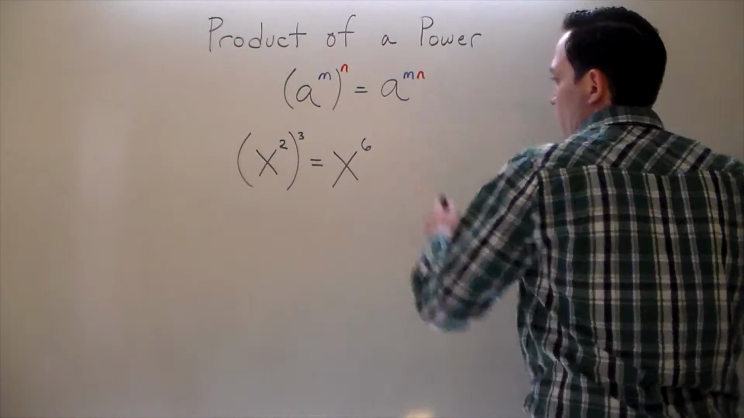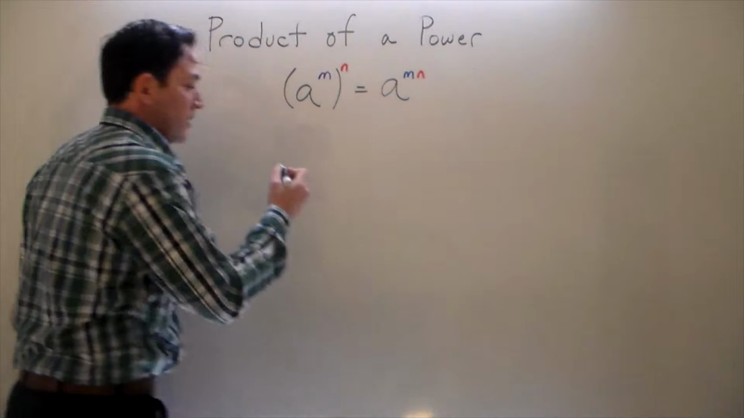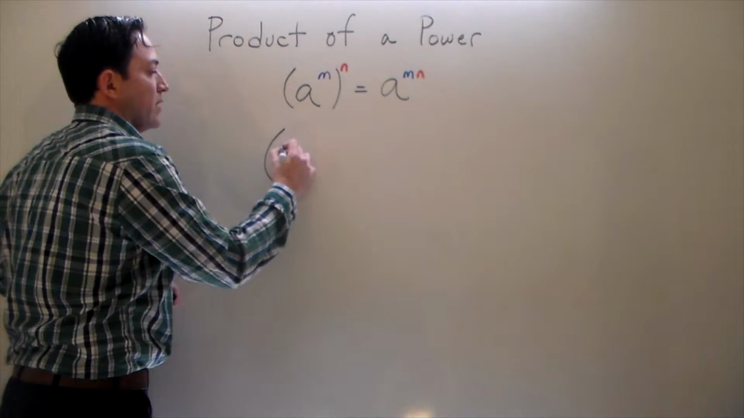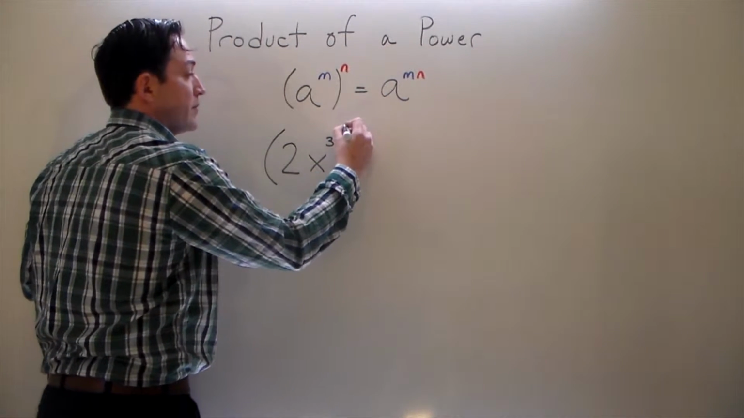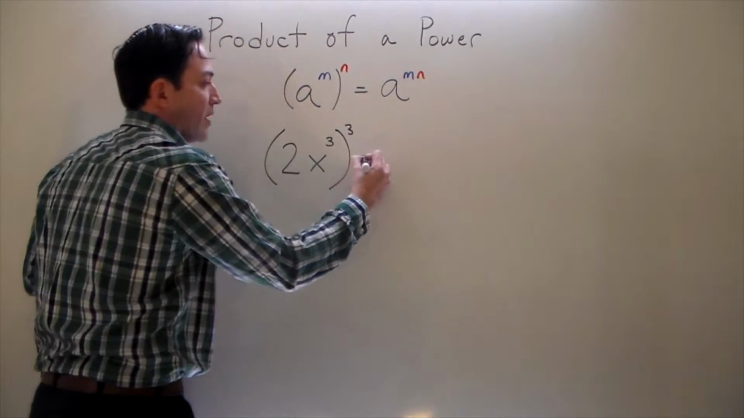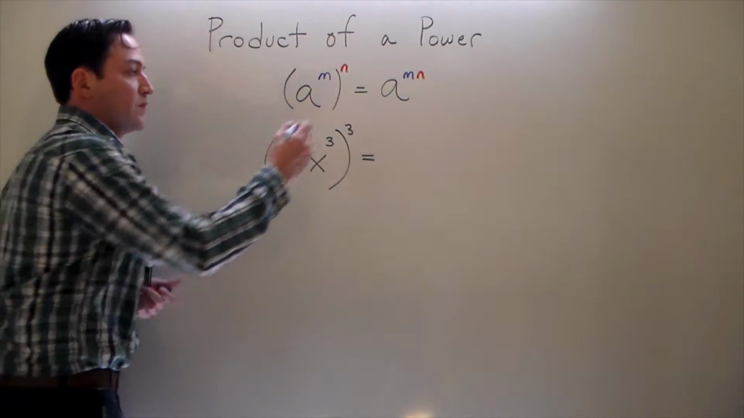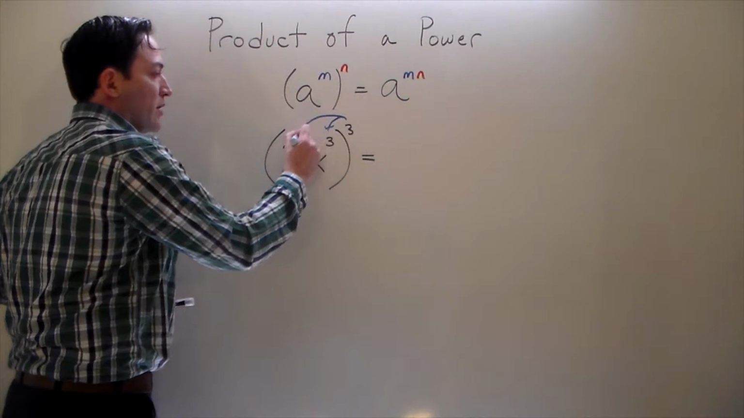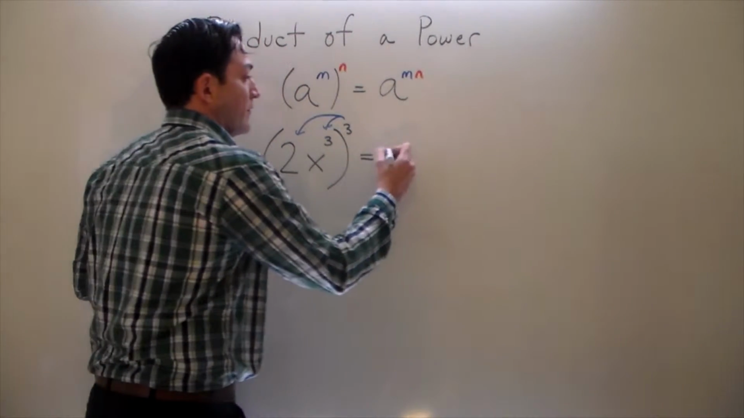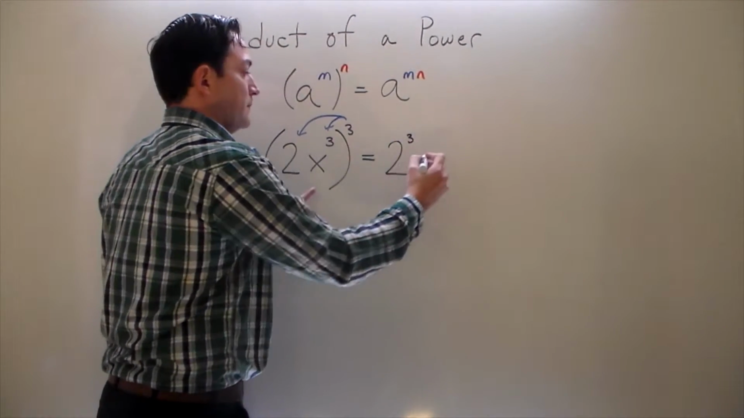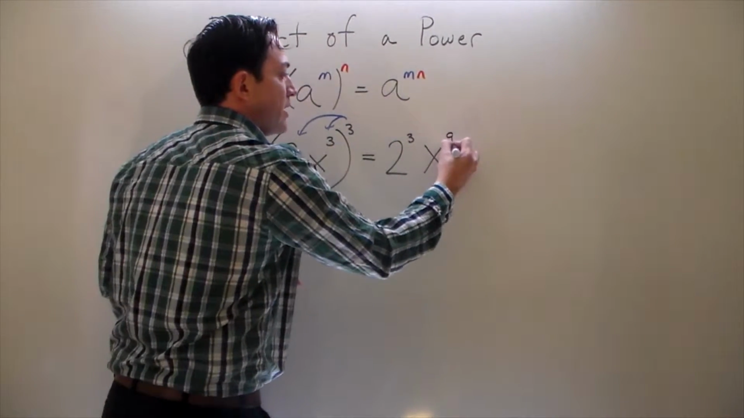Okay, so the formula doesn't show you what happens if there's coefficients, so I'm going to go ahead and show you that real fast. Let's do an example where I had 2x raised to the third, raised also to another third power. What I would need to do is distribute this 3 to all of the bases within the parentheses. So right here I distribute it to all the bases. So I'd really have 2 raised to the third times x, and it'd be 3 times 3, which would be raised to the 9th power.